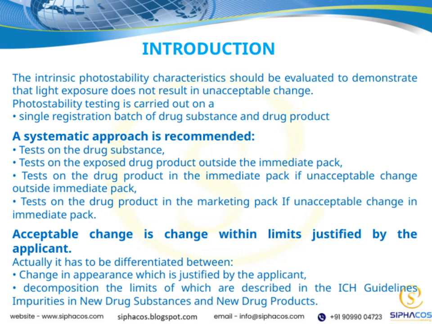Now, a systematic approach is recommended for this testing process. First, we conduct tests directly on the drug substance itself. Next, we test the drug product outside its immediate packaging to see if light causes any changes. If we observe unacceptable changes outside the immediate pack, then the next step is to test the drug product within the immediate packaging. This is crucial because the packaging can offer some protection, but we need to verify its effectiveness.